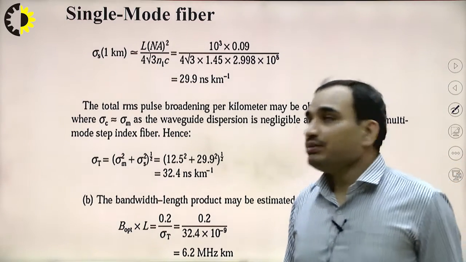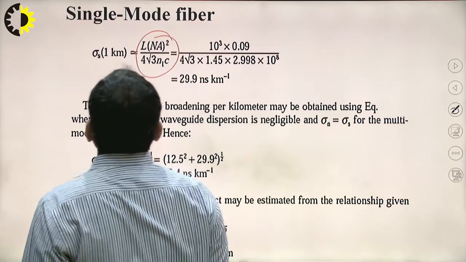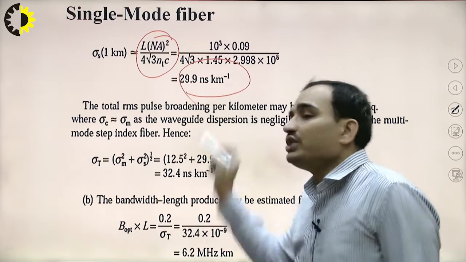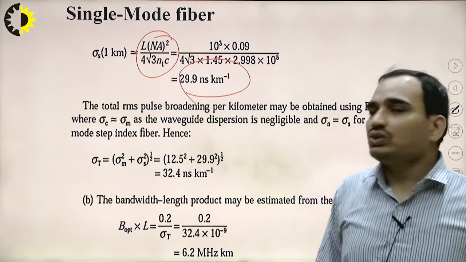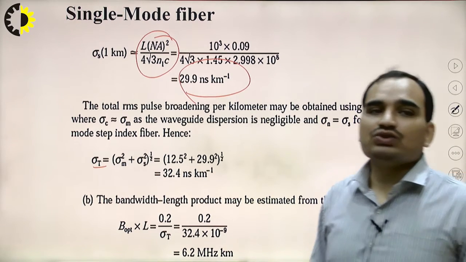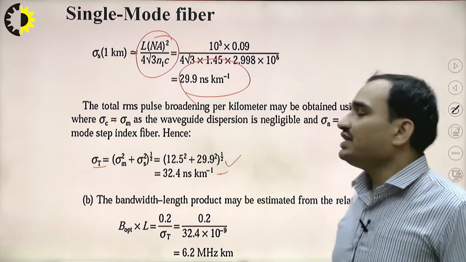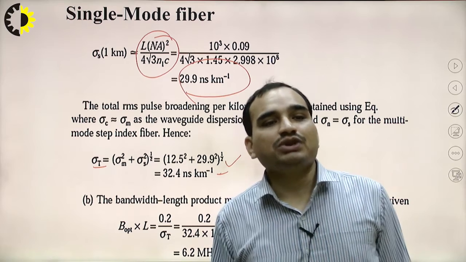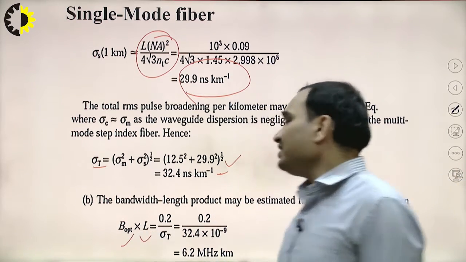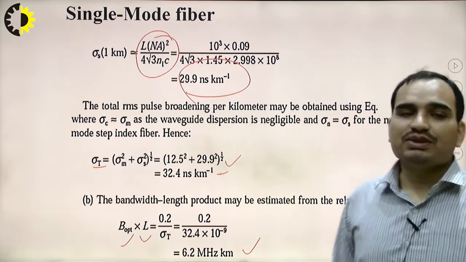Sigma s can be calculated using the formula L times numerical aperture square by 4 root 3 n1 c. Substituting, we get 29.9 nanoseconds per kilometer. The total dispersion parameter sigma t can be calculated as the square root of sigma m square plus sigma s square. Substituting both values, we get 32.4 nanoseconds per kilometer. The bandwidth length product, B optimum times length, is 0.2 by sigma t, which gives 6.2 megahertz per kilometer.